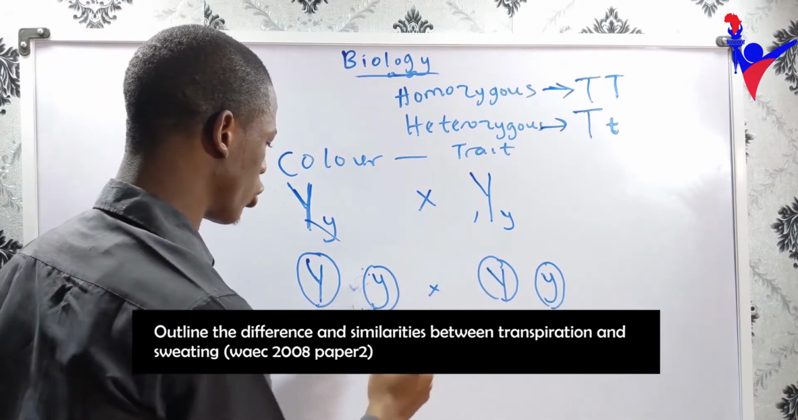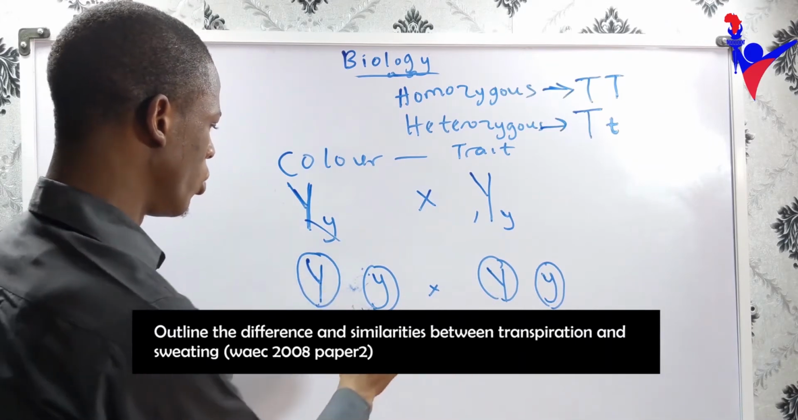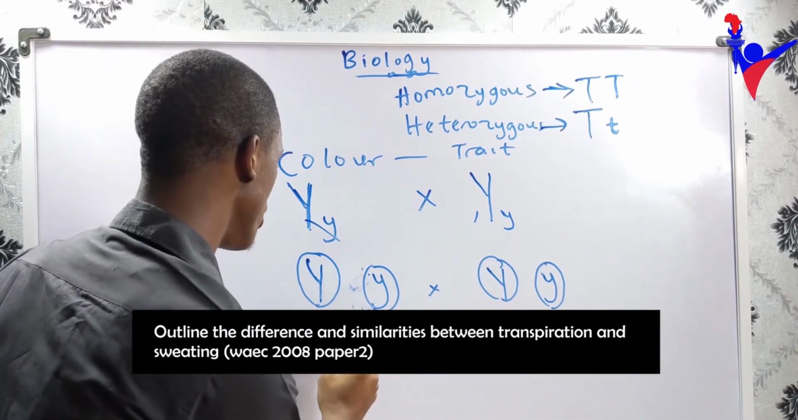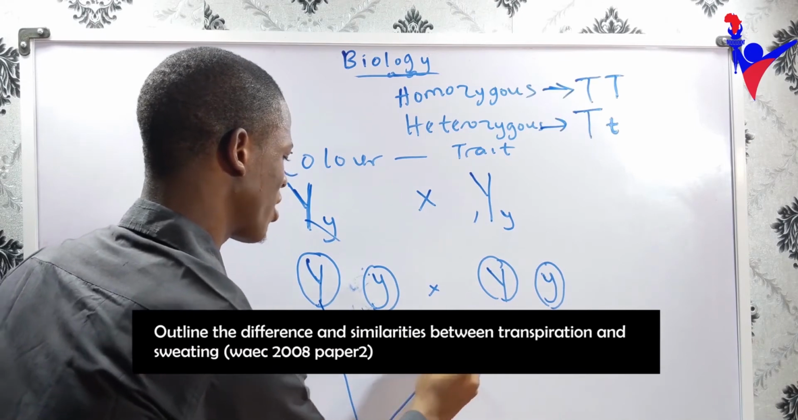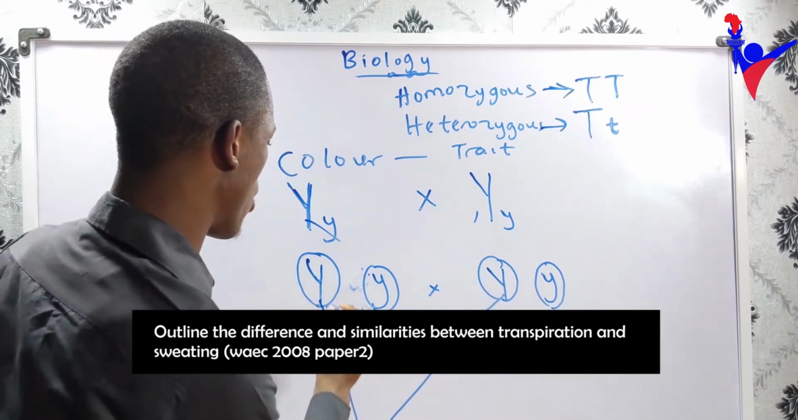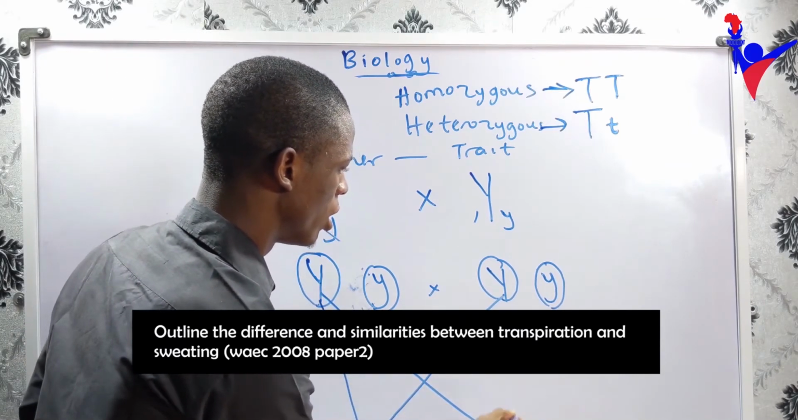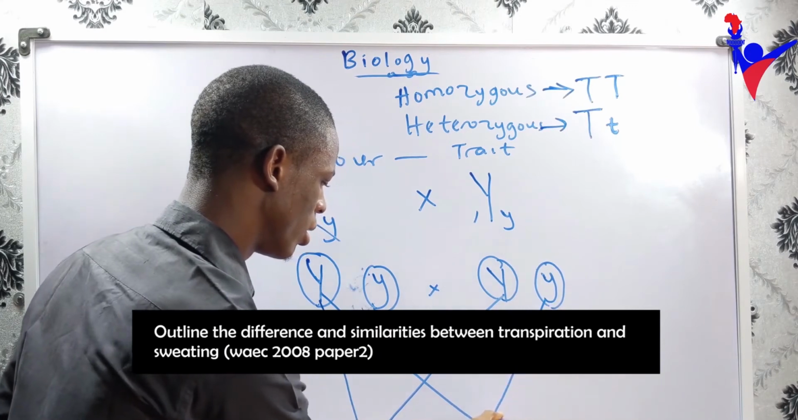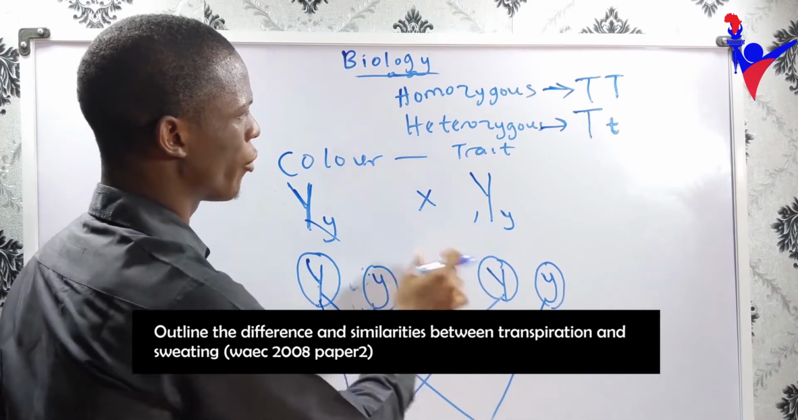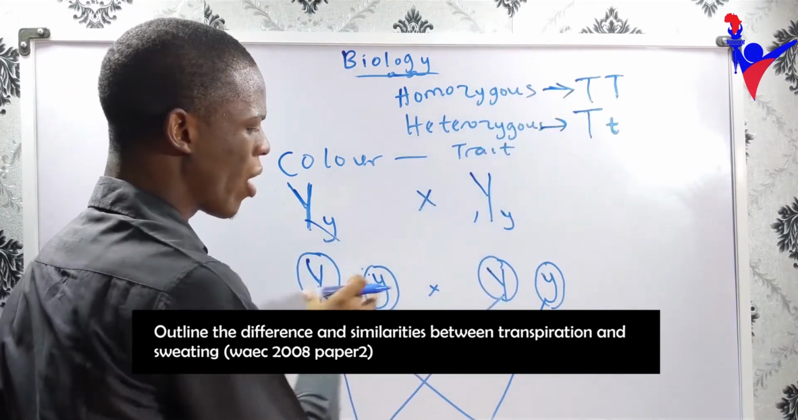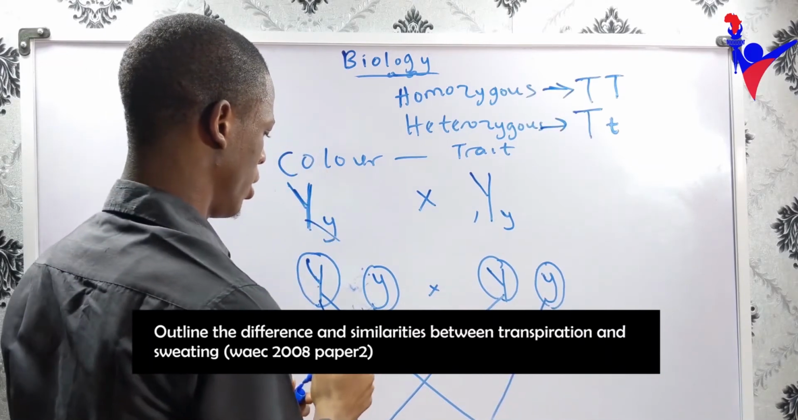So from here you get to cross. When you do your crossing very well, we have our Y crossing together with our Y, and we also have the same Y here. We cross it together with this, and when we have two Y coming together, from what I explained here, when you have the same traits, you have homozygous. You have YY.